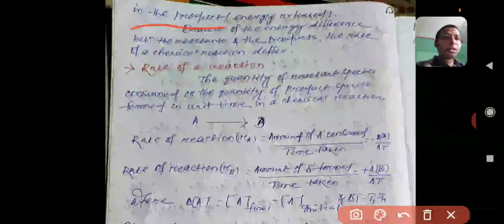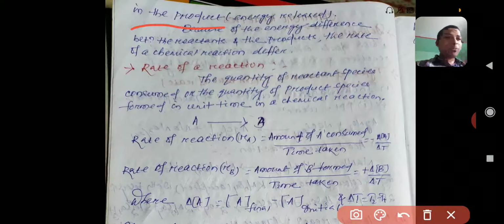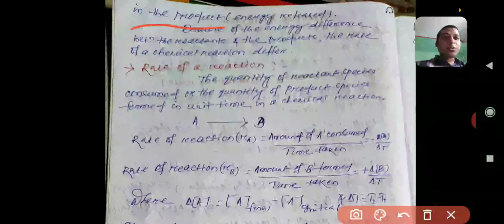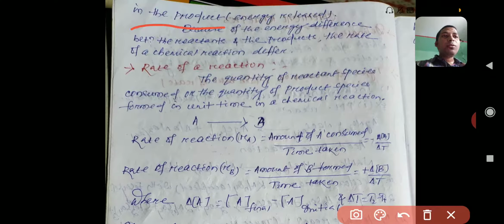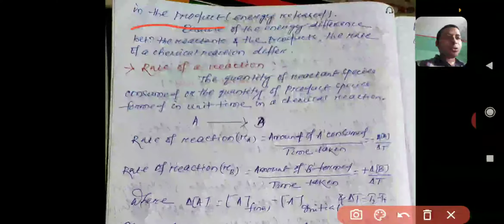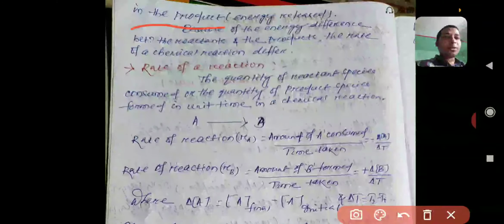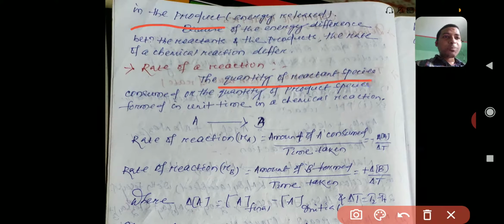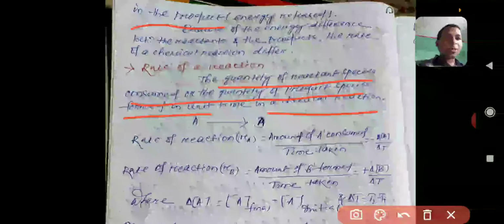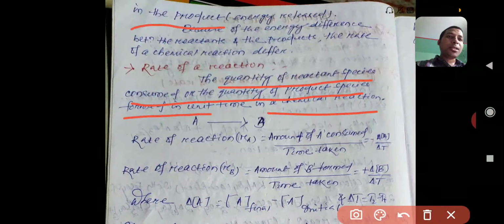Now the question arises, what is the rate of a reaction? Your actual topic, your actual course, starts from here. Know that the rate of a reaction means the amount of reactant consumed or the amount of product formed in a unit time, in a given time, in a chemical reaction. The quantity of reactant species consumed or the quantity of product species formed in a unit time is called the rate of a chemical reaction. A gives rise to B.